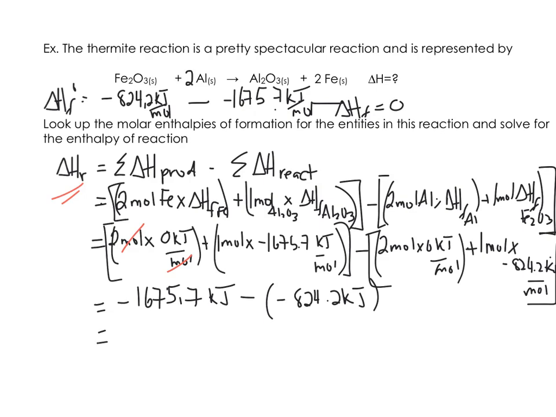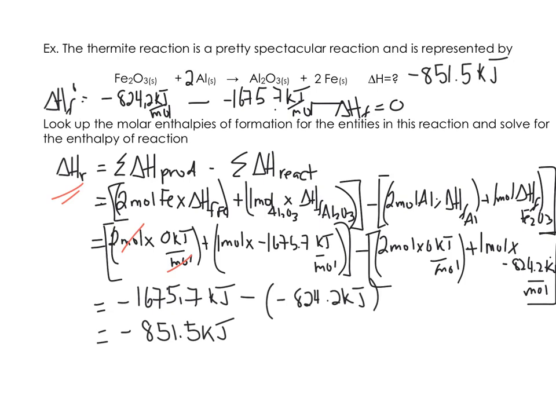So a minus of a negative means that's adding a positive. So our overall enthalpy change will be negative 851.5 kilojoules. So for this reaction, our enthalpy change is negative 851.5 kilojoules, meaning 851.5 kilojoules of energy are released. So it's hot.